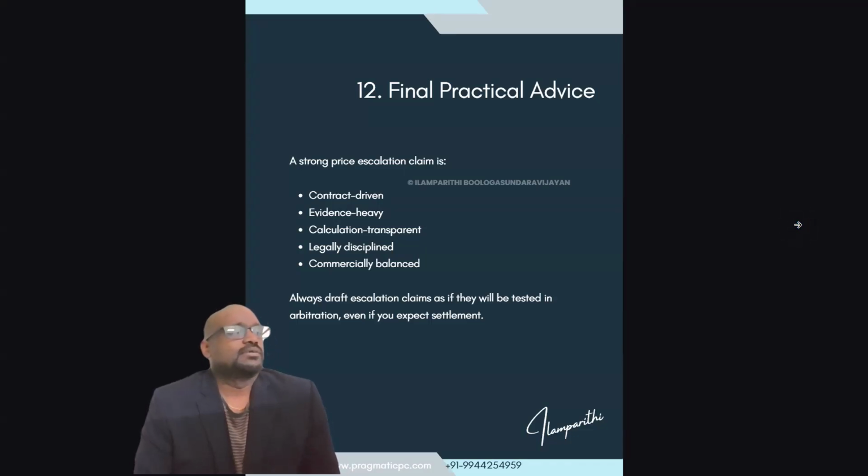This is the final practical advice. Always keep the price escalation claim contract-driven and evidence-heavy, not on a hypothetical basis. Keep the calculations transparent, with legally disciplined and commercially balanced writing. Always draft escalation claims as if they will be tested in arbitration or a litigation tribunal at the last, even if we expect a settlement immediately. Always build your claim for the last resort.